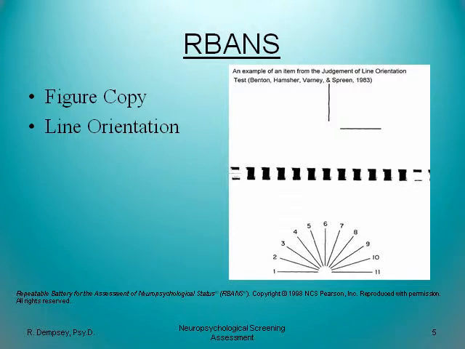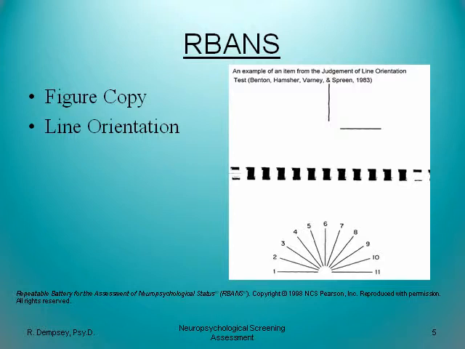Now the RBANS, we just talked about figure copy, it also has line orientation. Line orientation looks like this. You have two lines, and you say, which two lines up here match the two lines down here? And you ask them to tell you the number of the lines that they match. And this actually isn't from the RBANS, because that would be copyright laws. This is just something I found online from the 1980s, so apparently they included that.